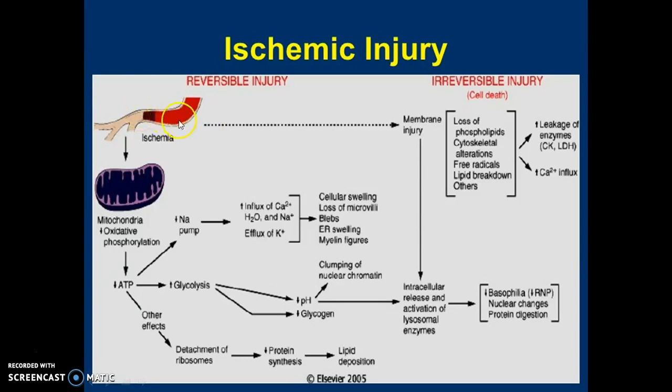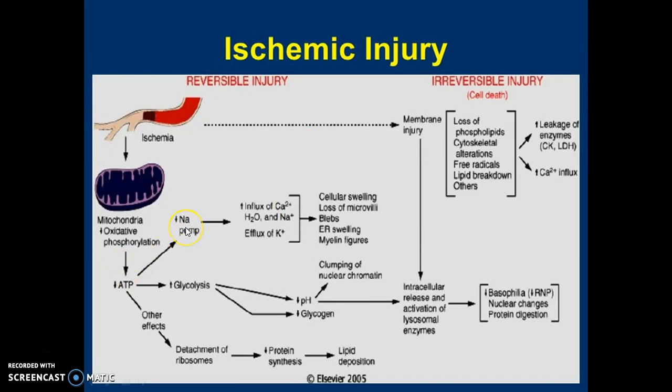What happens when there is ischemia? As you all know, oxidative phosphorylation occurs in the mitochondria, and oxygen is essentially required for production of ATP, which occurs in mitochondria by oxidative phosphorylation. In case of ischemia, there is decrease in oxidative phosphorylation and decreased ATP formation. Because of decreased ATP formation, what will happen?